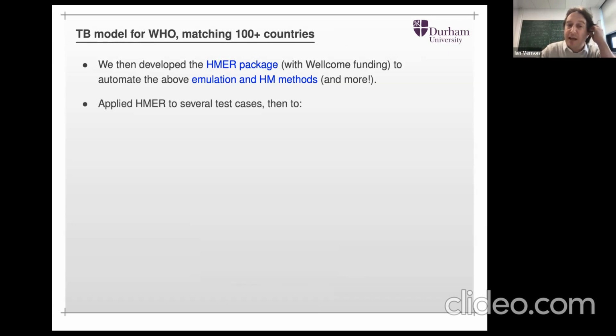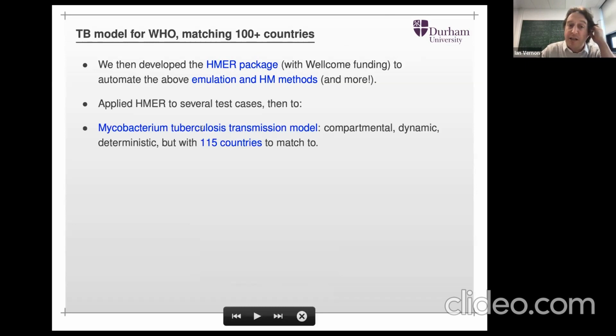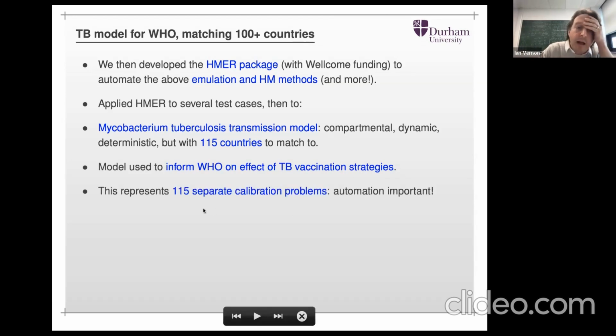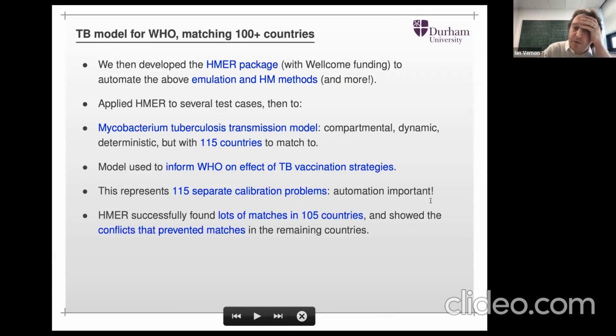So we applied it to several test cases. Then we applied it to a large TB transmission model, which is compartmental, dynamic, deterministic, but which had 115 countries to match to. So this was a model of sort of medium complexity, although deterministic, which makes it easier. But it had 115 scenarios that we want to match to. So that's 115 separate calibration problems. So in which case, this becomes important. And this was used to inform WHO on effective TB vaccination strategies. Papers are out. We'll cite them here. And this represents 115 separate calibration problems. So automation is very important.